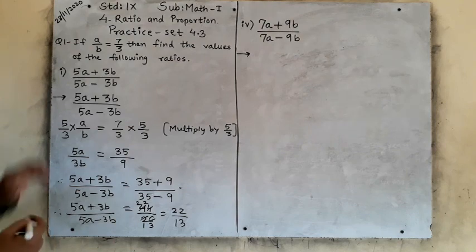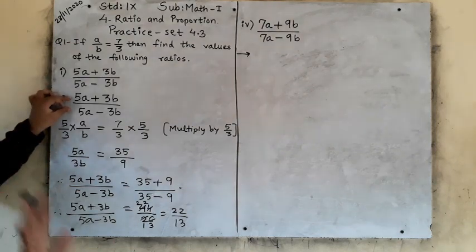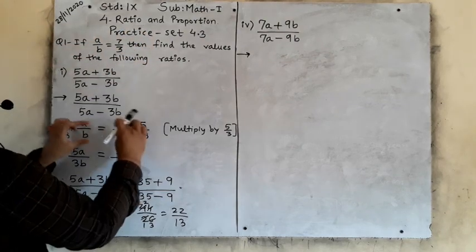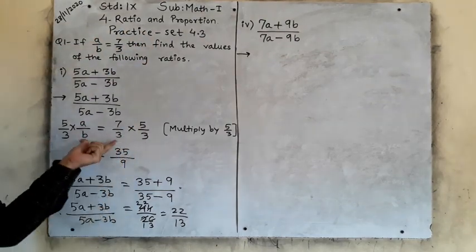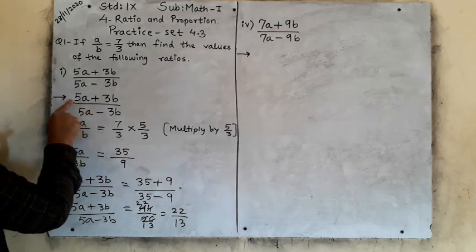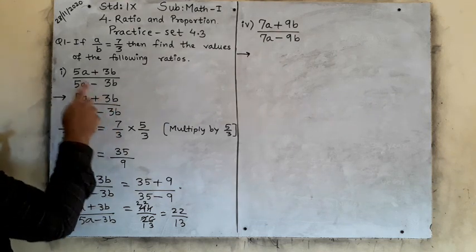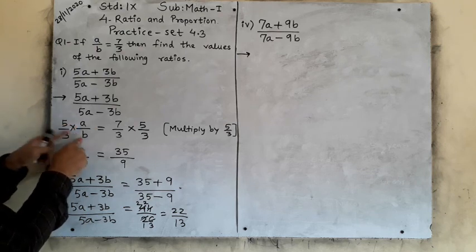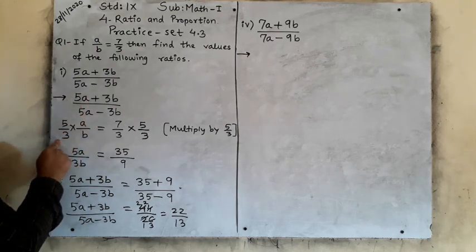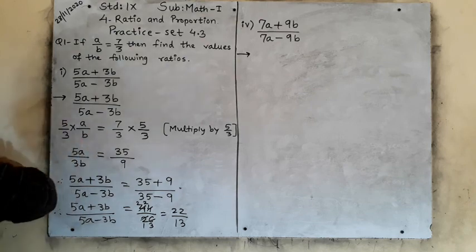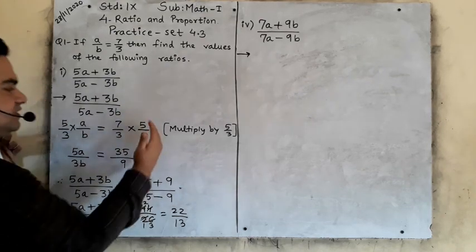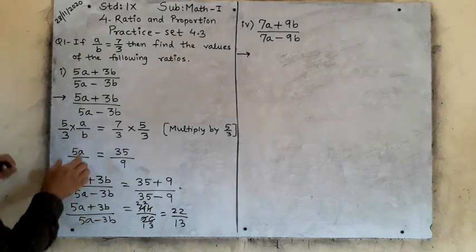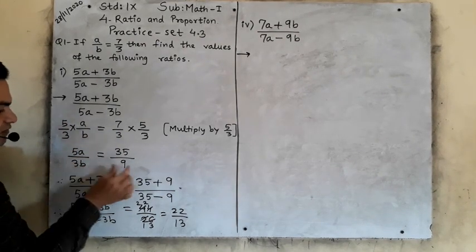I hope you understood. First you will copy the question as it is. Then in the question it is given a upon b is equal to 7 upon 3, so you will write that. Here the coefficient of a is 5 and the coefficient of b is 3. So you want 5a and 3b, therefore you will multiply by 5 upon 3. If you multiply the left hand side by 5 upon 3, you should multiply the right hand side also by 5 upon 3. It will be 5a upon 3b. So the value of 5a is 35 and the value of 3b is 9.